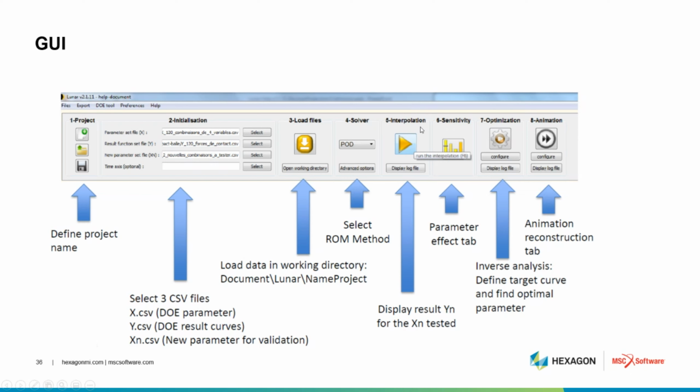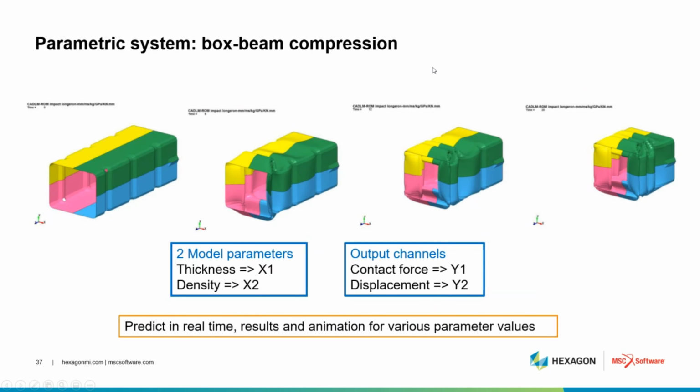Actually, interpolation or prediction is the name of the different algorithm. And you can do a sensitivity analysis and derive the parameter effects on your system. And after, you can do optimization and inverse analysis. You can define the target curve and find optimal parameters, and you can produce animation. So here I'm going to solve this simple case.